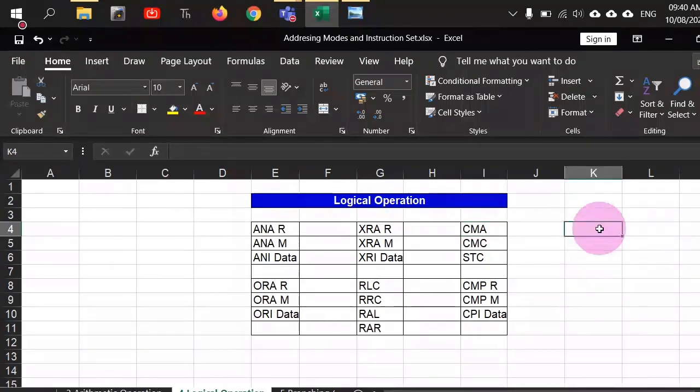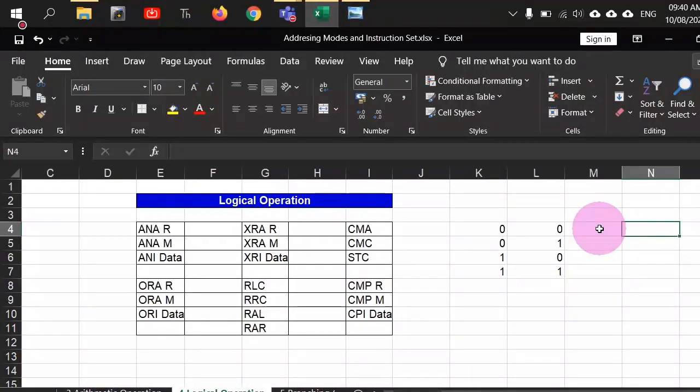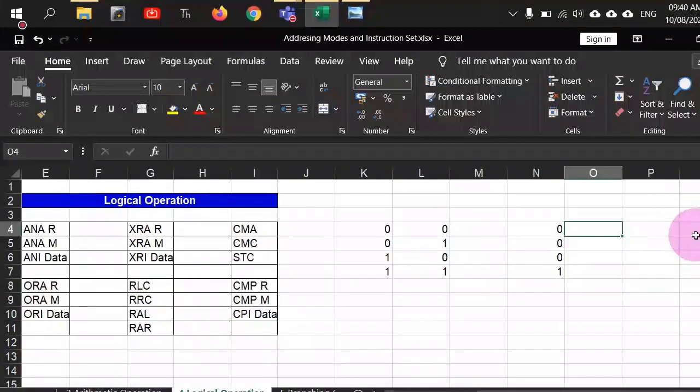Suppose this is 0 0, this is 0 1, this is 1 0, and this is 1 1. The output that you get here for the AND gate is 0, 0, 0, and this is 1. Is it or is it not? For the OR gate, what will be the output? This will be 0, this will be 1, this will be 1 again, and this will be 1. For this input combination, this is the output of the OR gate. This is for the AND gate, and this is for the OR gate.